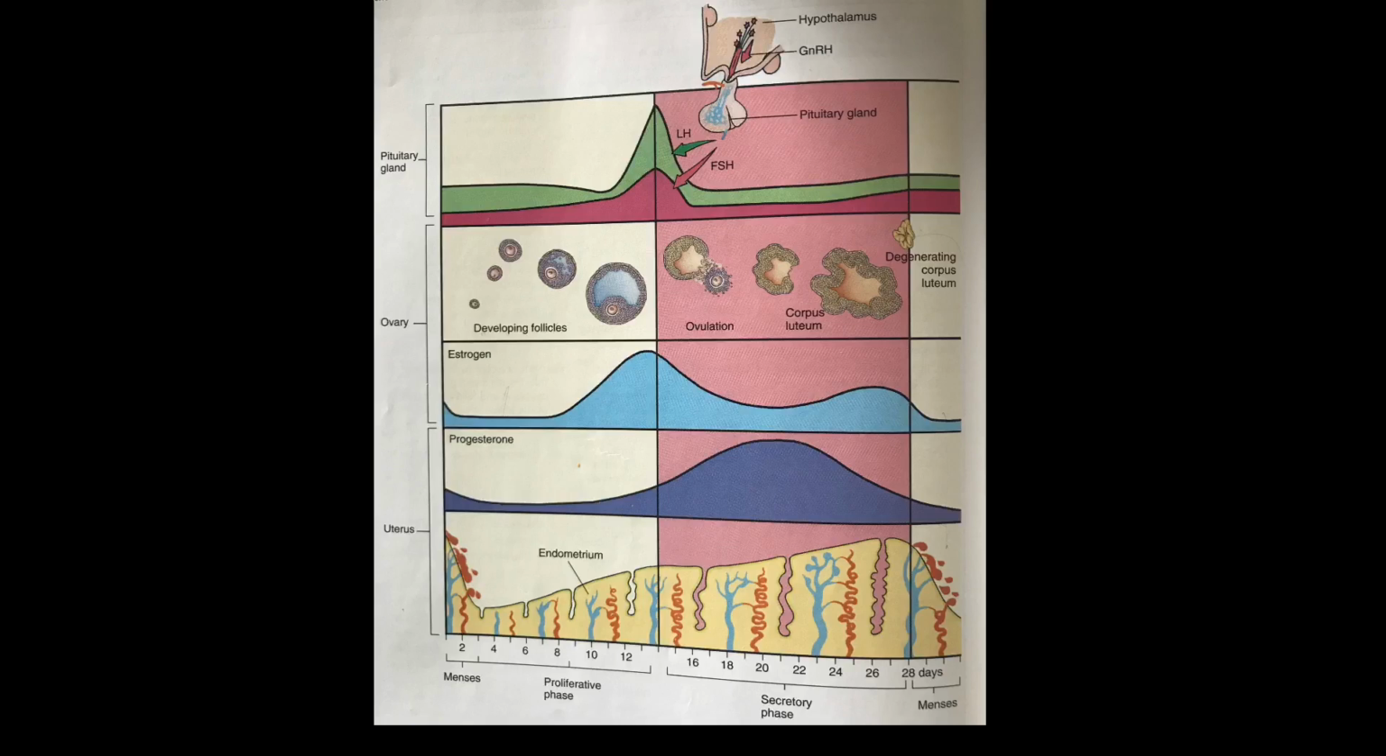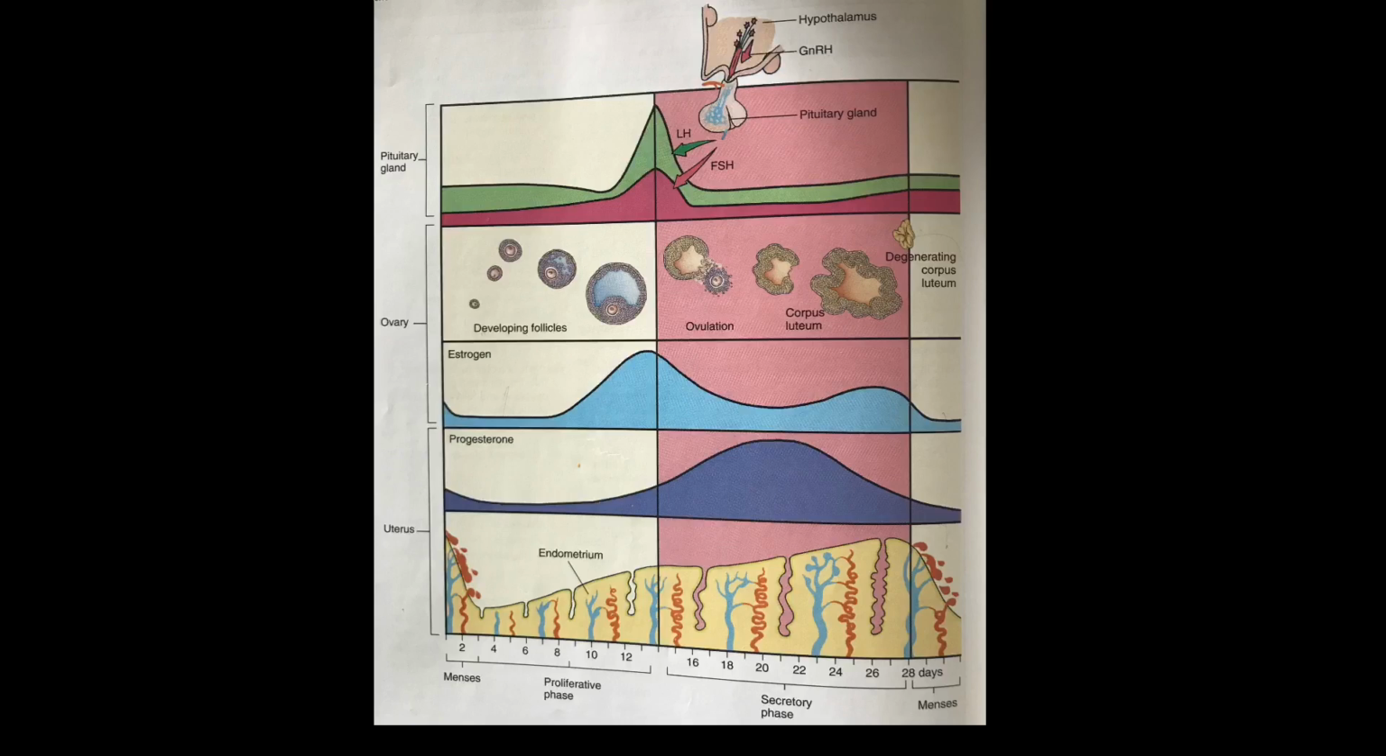So remember, in the brain, we've got our hypothalamus releasing GnRH, that's gonadotropin-releasing hormone. That's the thing that's going to stimulate our pituitary to release our gonadotropins, which are LH and FSH. And we can see how these levels of LH and FSH change over time across this 28-day period. Okay. So in response to those changing levels of hormones, we have first the responses in our ovaries.